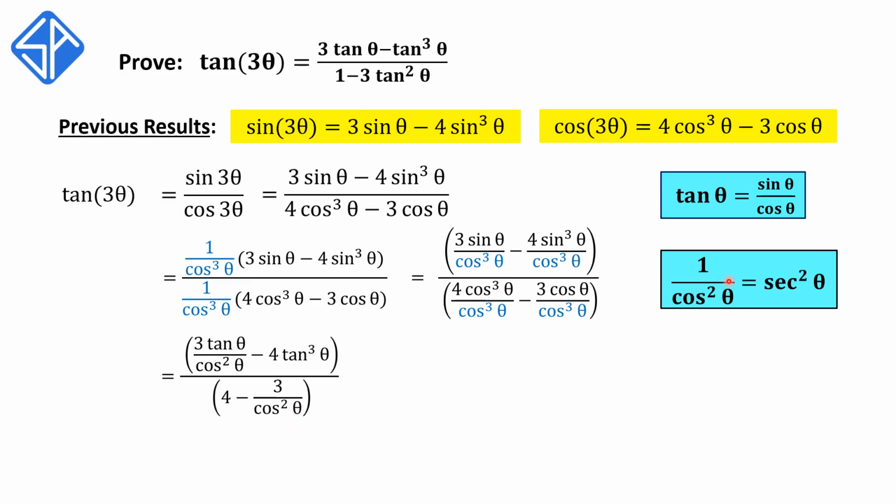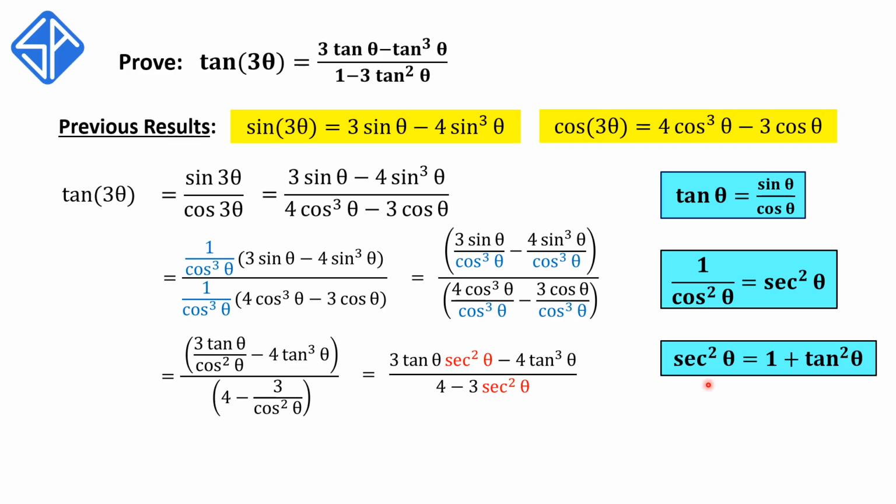And we're going to make use of the fact that 1 divided by cos²θ is equal to sec²θ. And we can now rewrite this expression as 3 tan θ sec²θ minus 4 tan³θ, all divided by 4 minus 3 sec²θ. And one last identity, which is sec²θ is equal to 1 plus tan²θ. And this will give us 3 tan θ times (1 plus tan²θ) minus 4 tan³θ, all over 4 minus 3 times (1 plus tan²θ).